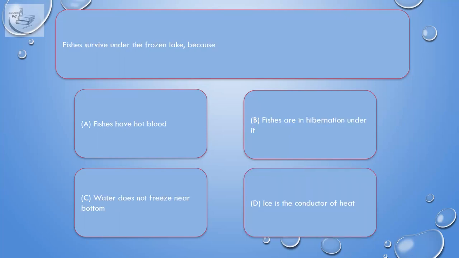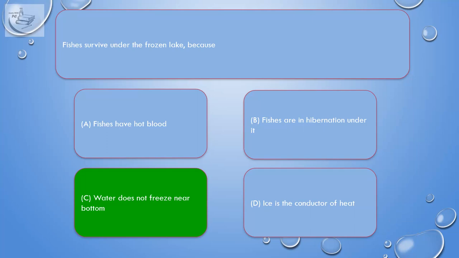Question: fishes survive under the frozen lake because A. Fishes have hot blood. B. Fishes are in hibernation under it. C. Water does not freeze near bottom. D. Ice is the conductor of heat. Correct answer is C. Water does not freeze near bottom.